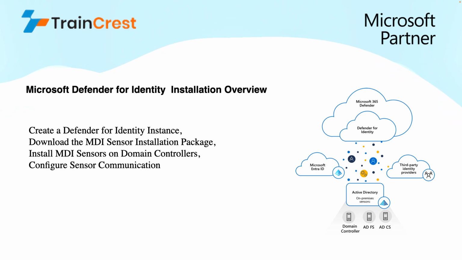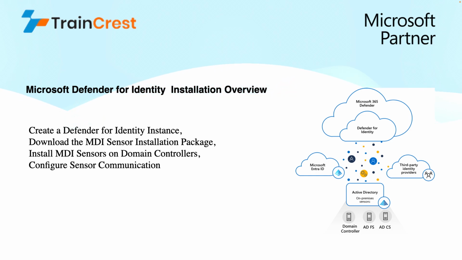The deployment of Microsoft Defender for Identity is a multi-step process. In the first step, we create a Defender for Identity instance. Then we download the MDI sensor, the installation package, and deploy it to the domain controllers, or the federation servers, or the certificate servers. These agents collect the data and then ingest this data to the Defender for Identity service, which is a central hub to process this data.